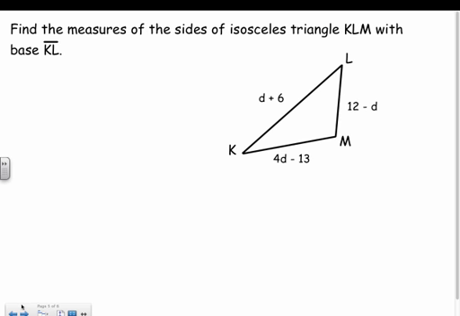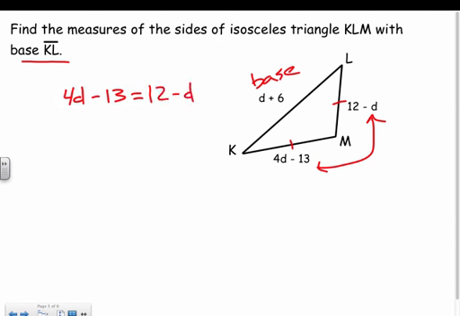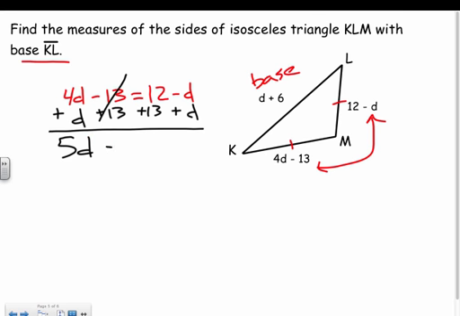Last thing, find the measure of the sides of isosceles triangle KLM with base KL. This is important here. We said the base is KL, which is right here. So this is the base side, which means the other 2 are congruent, right? Because those are the legs. Well, if those are congruent, I can set these two expressions equal to each other. So I've got 4d minus 13 equals 12 minus d. And then we go through our algebra. So we add d to both sides to get the d to one side. I'm going to add my 13 to the right side. I like to do this all in one step. So I've got 5d equals 25. And we can solve for d, divide by 5, so d equals 5.